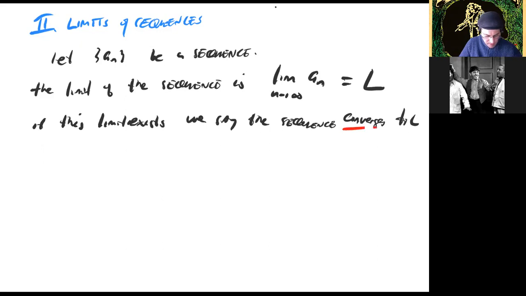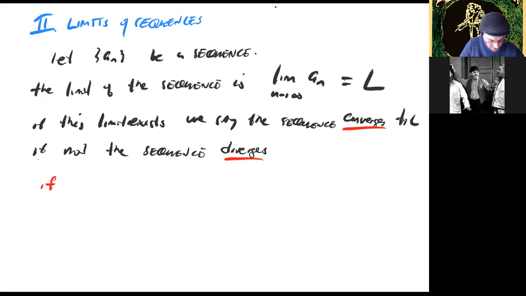Converges to L. If not, the sequence diverges. That's what we say. And sometimes, this is a sort of an additional case that sometimes matters.